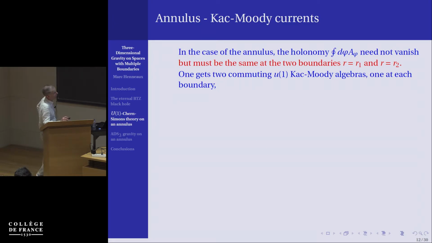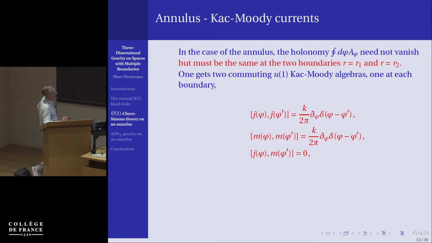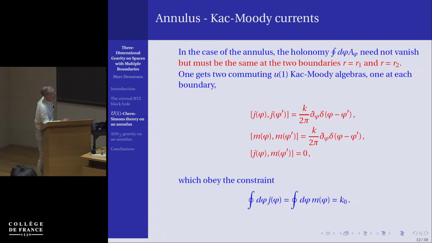Namely, you find two commuting U(1) Kac-Moody algebras, which would be the value of the vector potential at the two boundaries. So the first I call J, the other M. But there is already something which is not quite the same, it's not just two copies of what we found previously, because here the holonomy need not be 0. But of course, if you compute it with J or with M, which are the value of the vector potential at the respective boundaries, you should get the same thing. But K0 now is a degree of freedom. It need not be equal to 0.